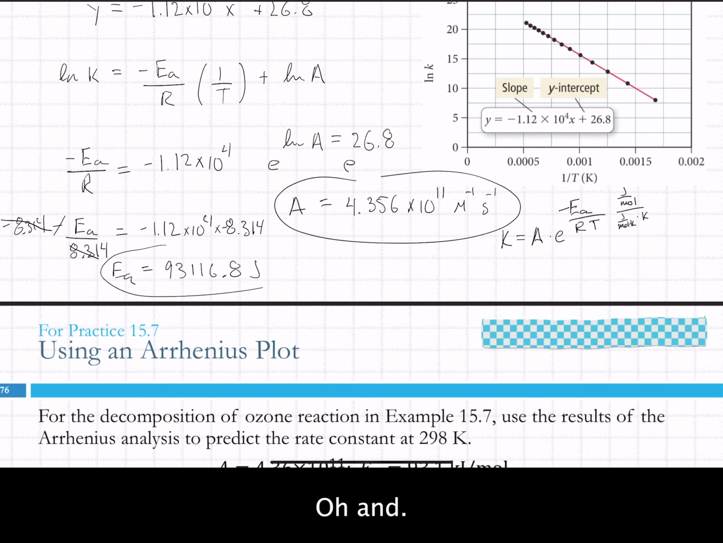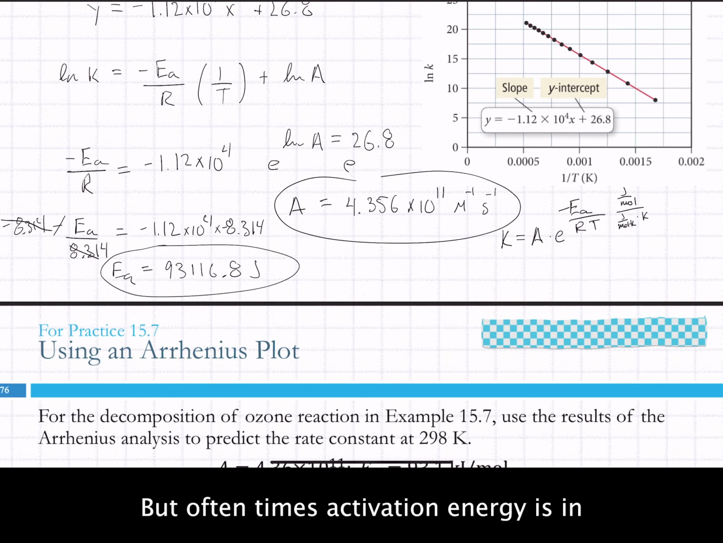Oh, and it didn't ask for this in kilojoules, but oftentimes activation energy is in kilojoules and not joules.